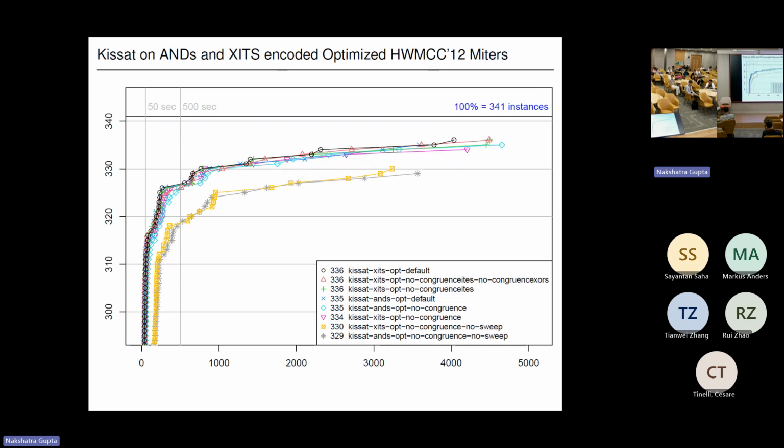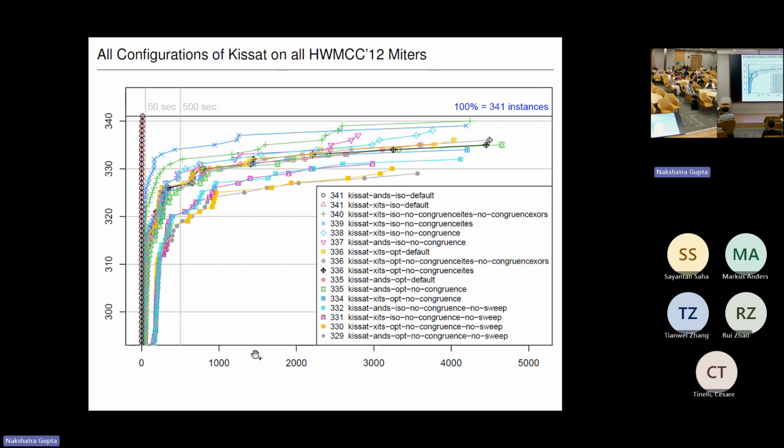And then we can also mix these two, the XITS and AND encoding, and also look at optimized circuits, but maybe I'll skip that. All right, and this is the plot from the paper, and I have to admit it's a bit hard to read, so I'm skipping that. In the paper, we spend quite some time to try to explain this, so let me just skip it.